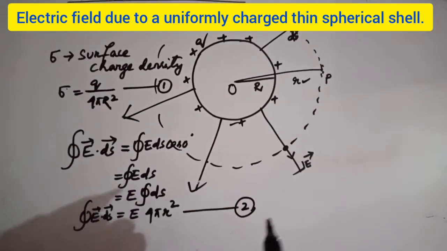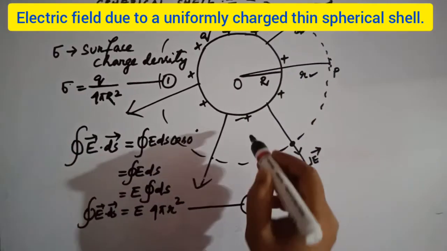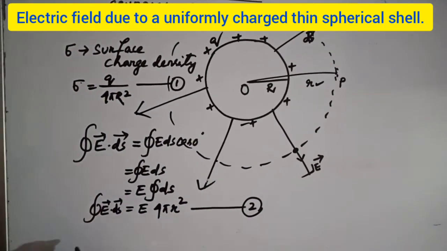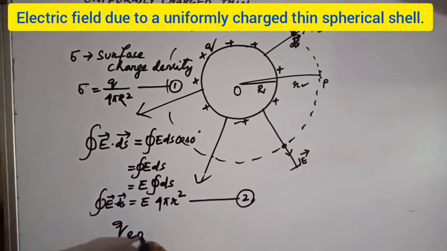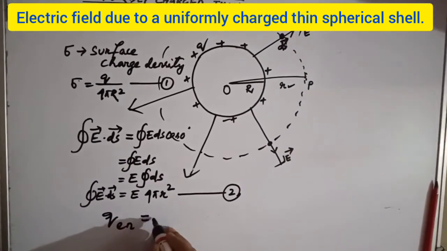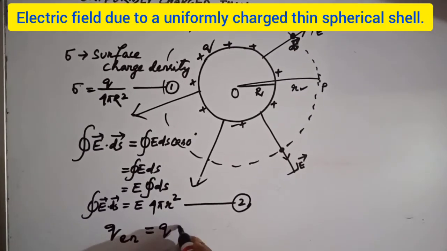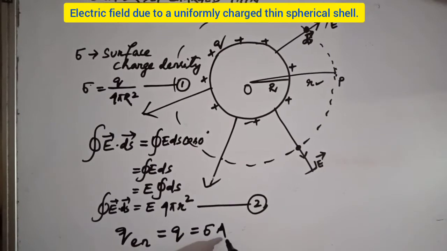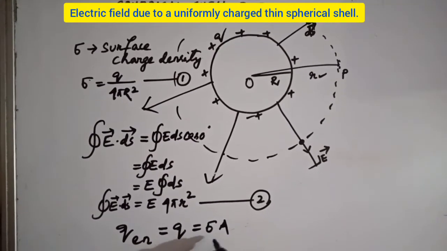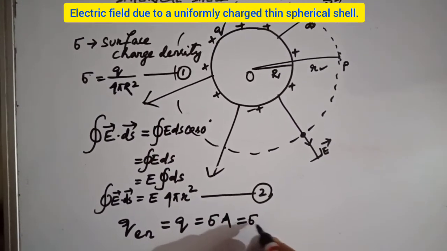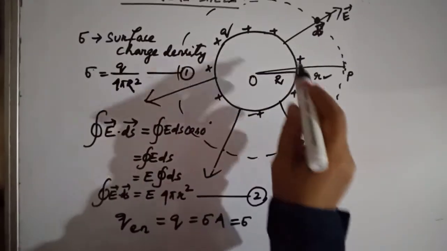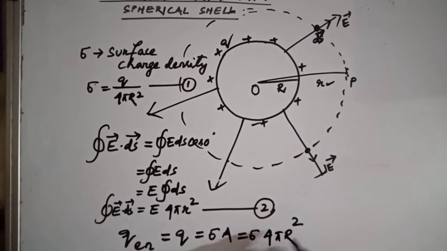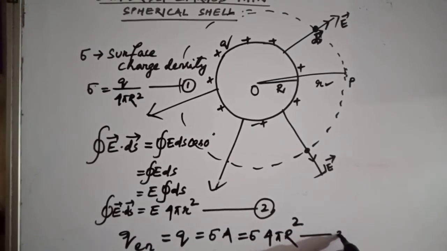Now what is the charge enclosed by the Gaussian surface? It is the total charge q. q is enclosed by the Gaussian surface. So the charge enclosed, q enclosed, is equal to q, or that is equal to sigma into A. If we put the value here, it is sigma into the area of this spherical cell, which is 4 pi R square. So this is the charge enclosed, equation 3.